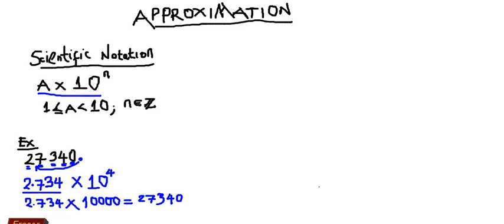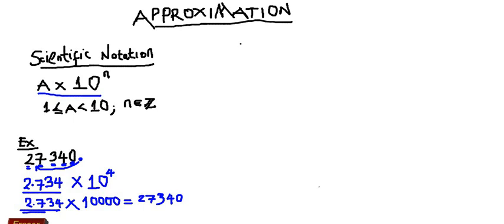When we write 2.734 times 10 to the power 4, we have not lost the value of the number 27,340. It is still the same. It is just the notation that we have changed so that we write it as a number which is less than 10. So that is an example of how we express numbers in scientific notation or standard form.